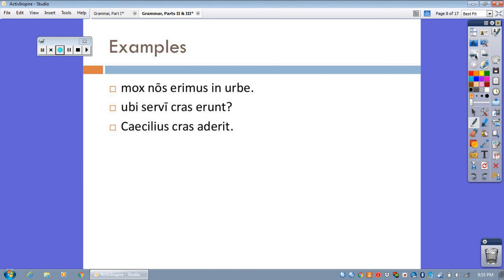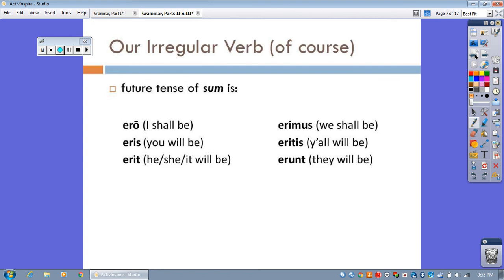So there it is, future tense, bo, bibby, bibby, boo. And then, of course, these irregular forms as well. And now on to part 3.